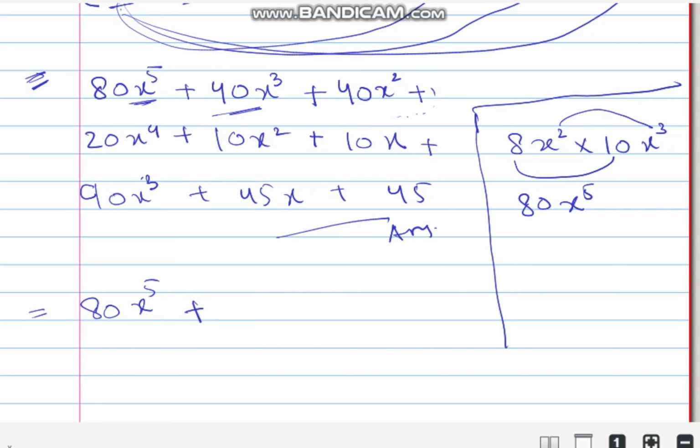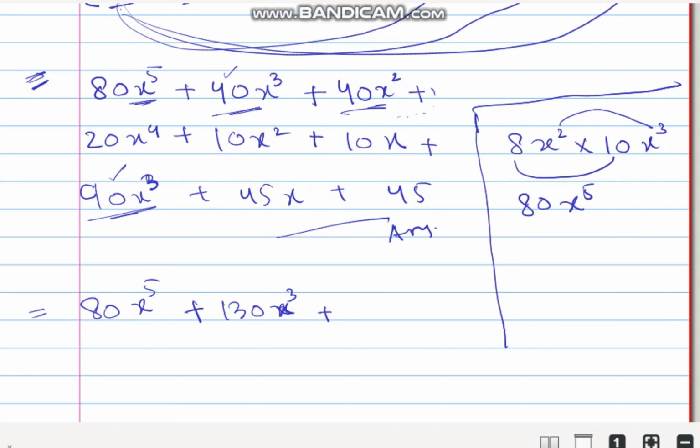So which terms have the x cube? We will note that this term has the x cube. So plus these terms, this term and this term, 40 plus 90 will be 130x cube. Now put the plus sign here. Now again, 40x square, 40x square. These are the same.